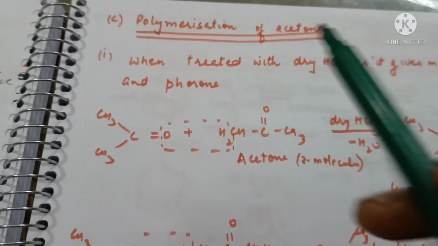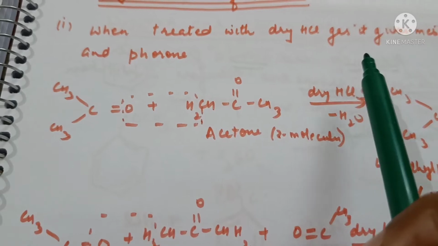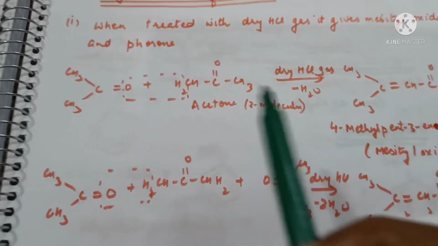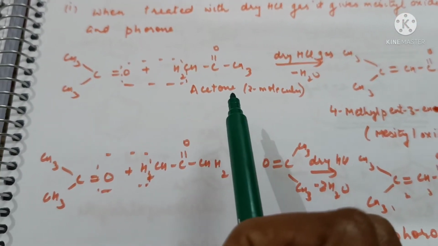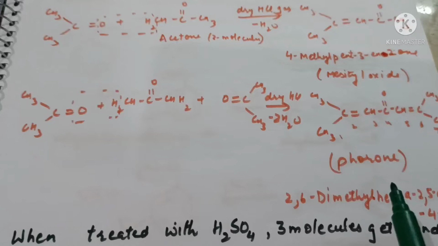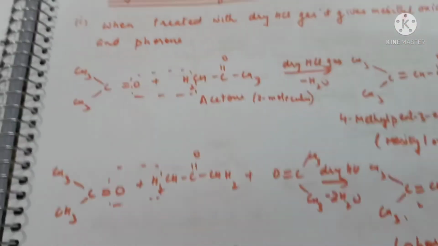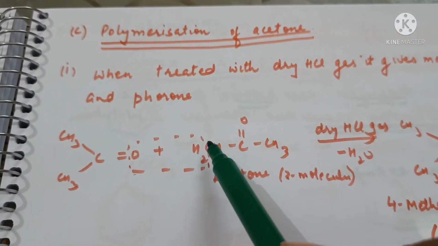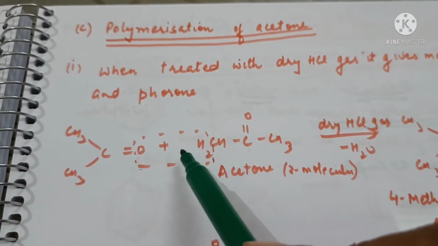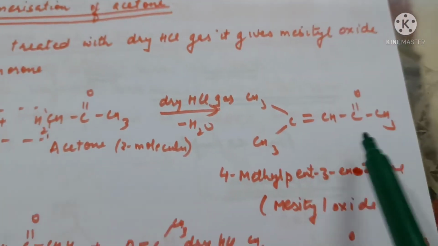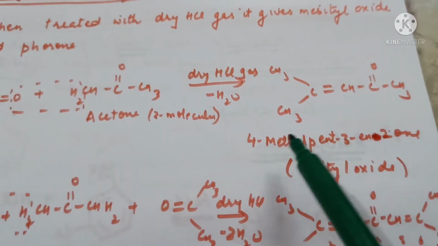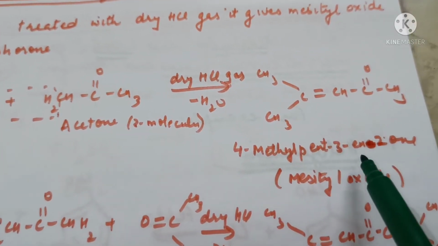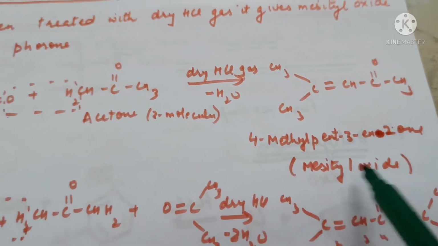Next is polymerization of acetone. When treated with dry HCl gas, it will give mesityl oxide when 2 molecules of acetone join together, and phorone when 3 molecules of acetone join together. So when 2 molecules join, the oxygen of one and 2 alpha hydrogens of the other combine to form water, and they join by a double bond forming mesityl oxide, 4-methylpent-3-en-2-one.